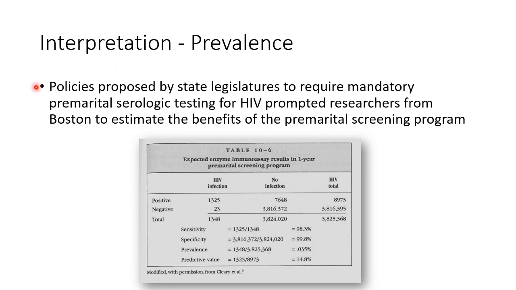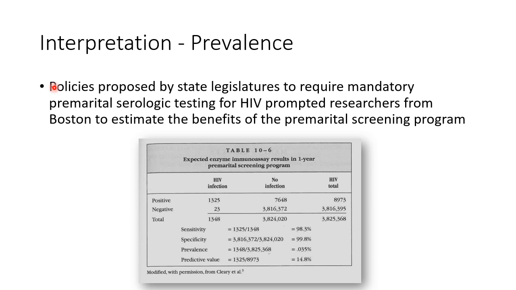So again, let's say, for instance, we were looking at a policy. This was kind of a study they did a while ago where the state legislatures wanted to require mandatory premarital serologic testing for HIV. Basically, they did this screening in Boston. They were trying to identify if this was a good idea to implement maybe statewide or maybe nationwide.